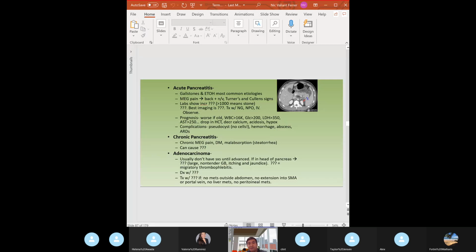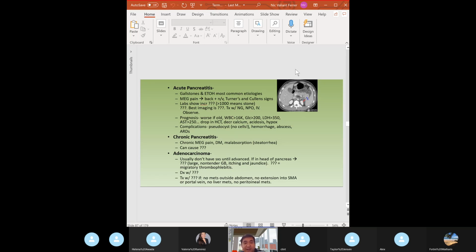How do we diagnose adenocarcinoma? Ultrasound and fine needle aspiration biopsy. We treat them with what? Whipple, pancreaticoduodenectomy. If there are no metastases outside the abdomen, there's no extension into the SMA or portal vein, no liver metastasis, or no peritoneal metastasis.